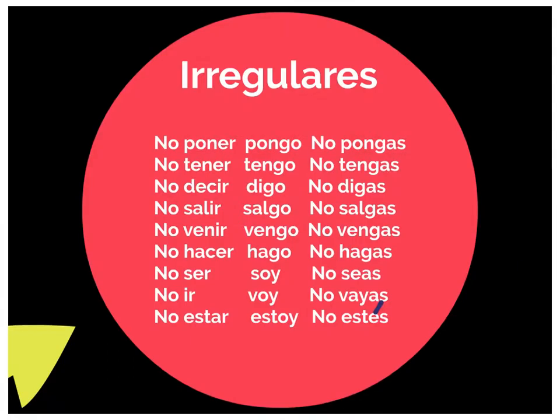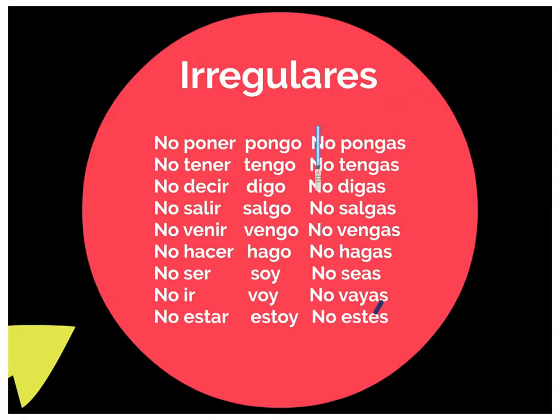Here are my irregulars. This one right here with estés, I probably could have added dar as well, but that will be for another day. All right, so we learned the Jingle Bells song. Pon, ten, di, sal, ven, haz, sé with an accent over the E, ve. And we've got our miscellaneous esté or está, right? Here, these are the yo forms.